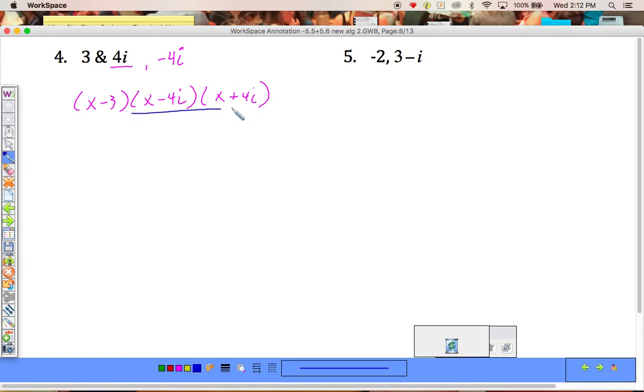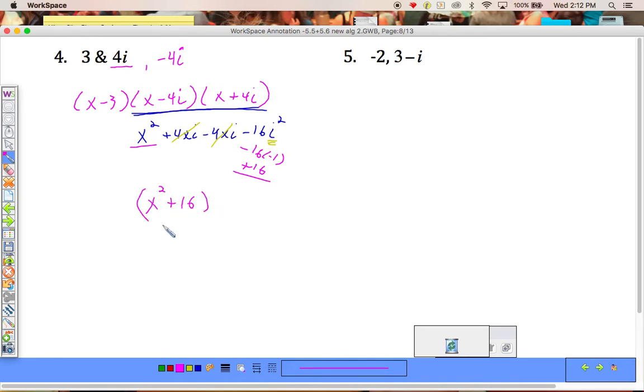I'm going to FOIL these two first, because if I do that, it's going to be a lot prettier, and I'm going to get rid of my i's. So I'm going to get x squared plus 4xi minus 4xi minus 16i squared. That's my FOIL for these two. All right, in the middle, good things happen. These cancel. Oh, i squared is a negative 1, so this is really negative 16 times negative 1, which is a positive 16. So x minus 4i times x plus 4i is x squared plus 16.